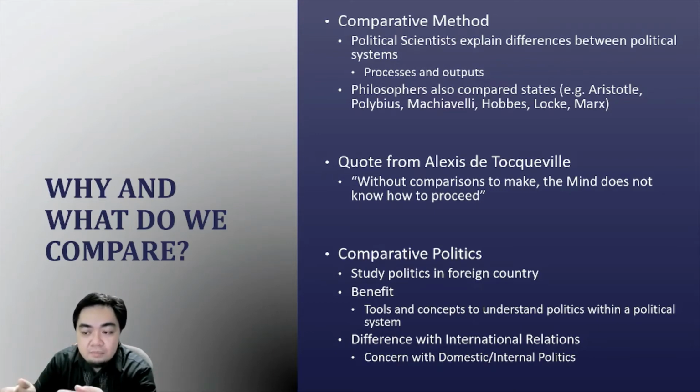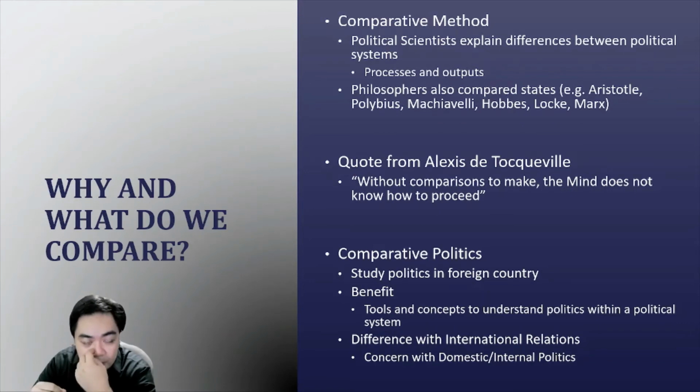Rather, this has been part of the arsenal of many philosophers who came before the formal establishment of political science as an academic discipline in the late 1800s. So, in this regard, this has ancient underpinnings, and many have already compared political systems, especially how these political systems operate, how they create laws, for example, how they deal with many aspects of politics that is usually happening within the main arena of politics, which is the state.